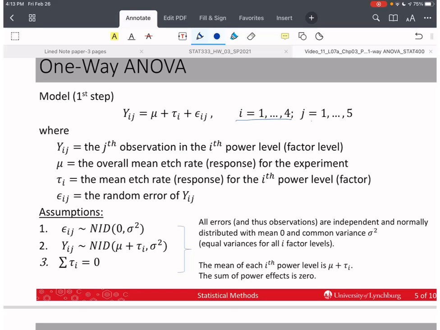i equals 1 to 4, j equals 1 to 5. It's the ith power level. And then we've switched out response with etch rate, and the factor level with the power level. And everything else stays the same, except, of course, when we talk about power levels and power effects instead of factor effects.